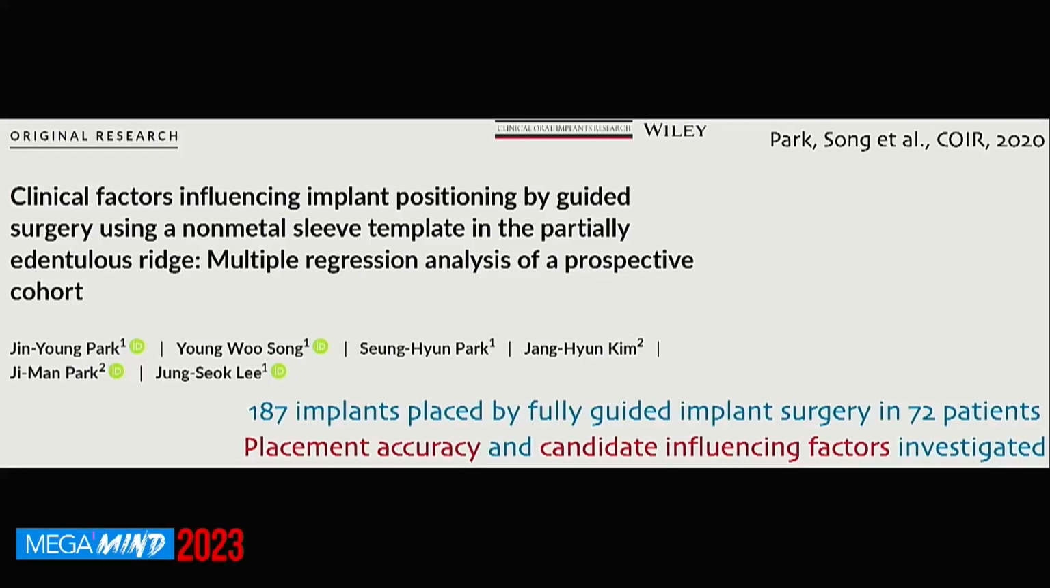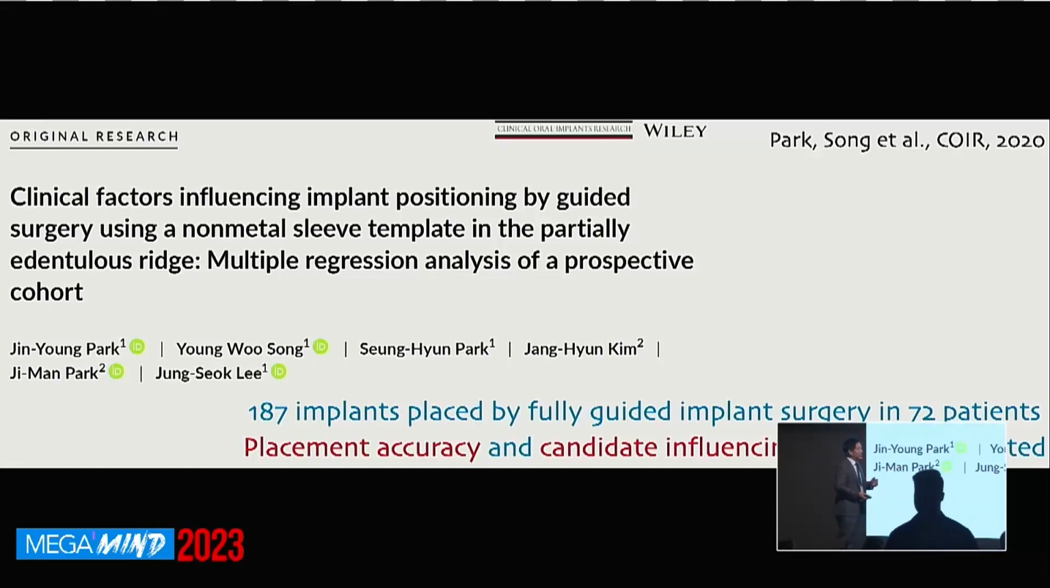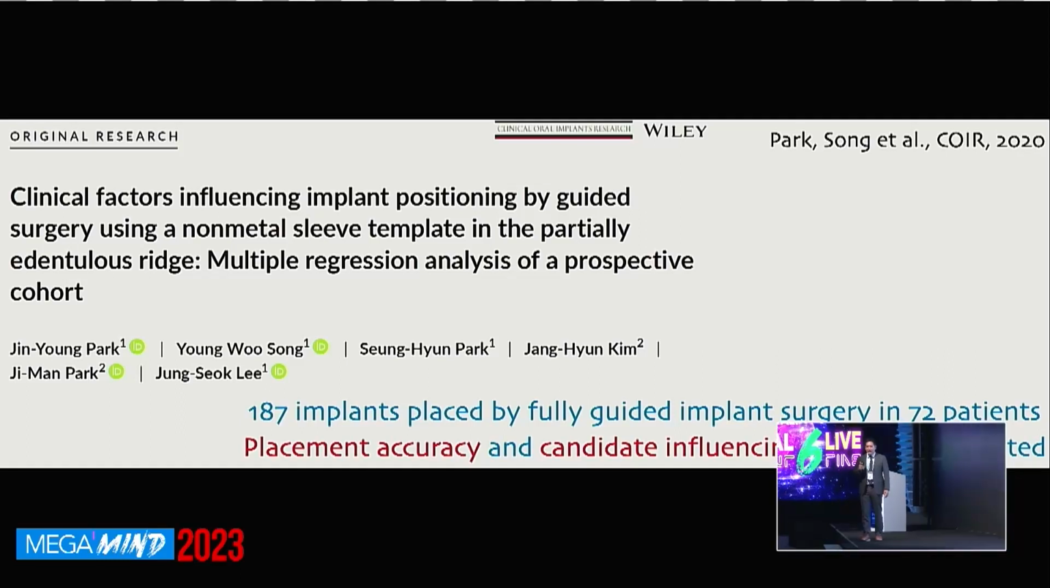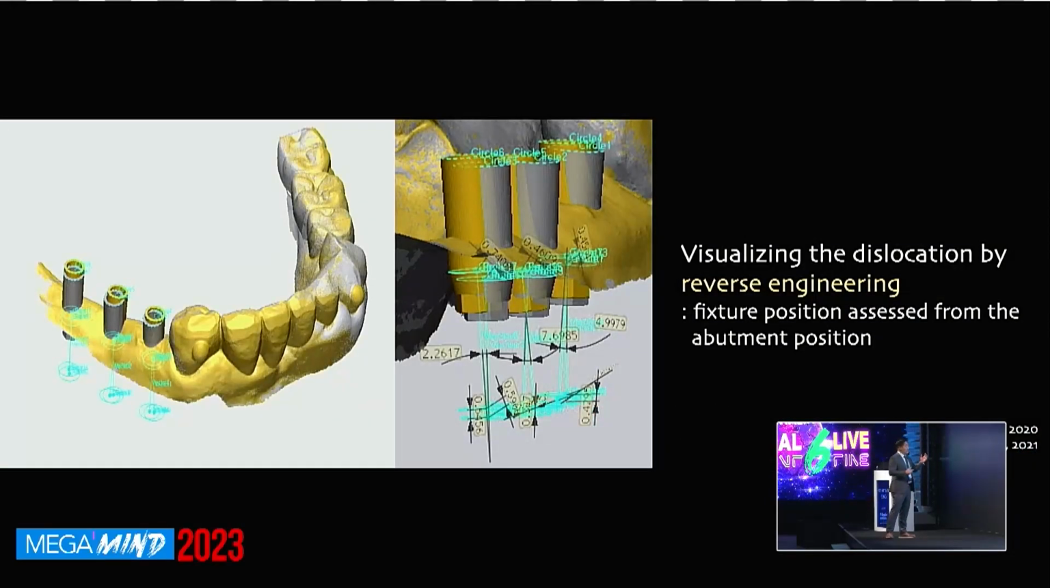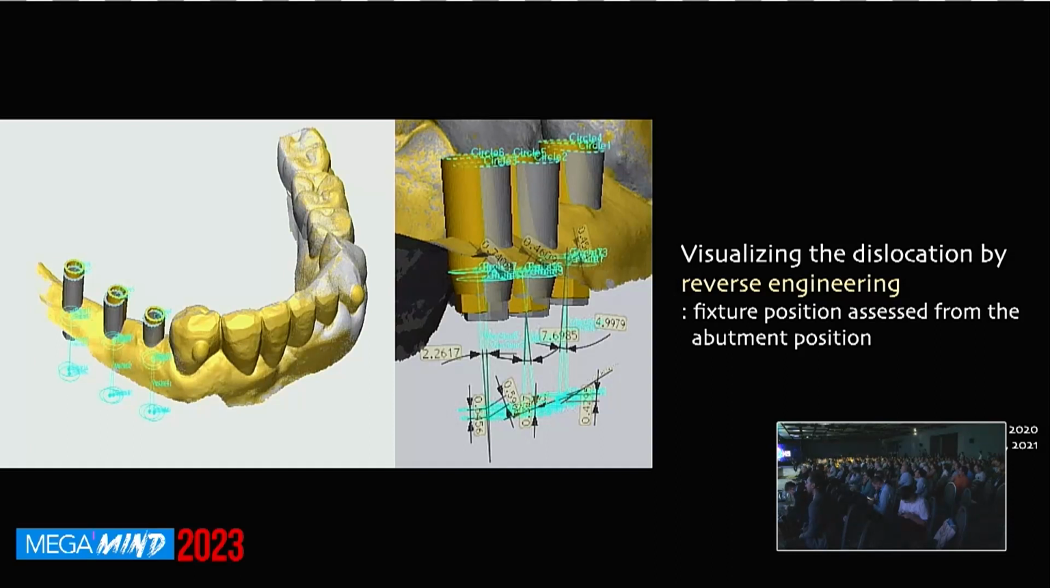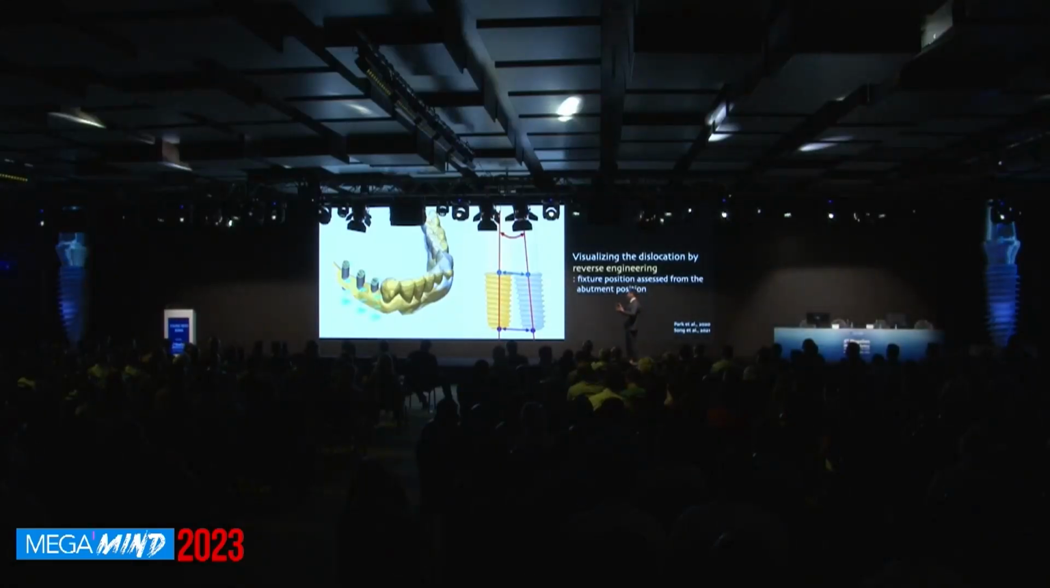In this research, we investigated 187 implants placed by fully guided surgery, and what we looked at was the placement accuracy. We also conducted regression analysis to find out whether there were any significant factors which affected placement inaccuracy. We collected all the digital data from the patient, pre-surgical as well as post-surgical, and we superimposed these two data sets. Based on the superimposition, we figured out how much deviation had occurred after the surgery.